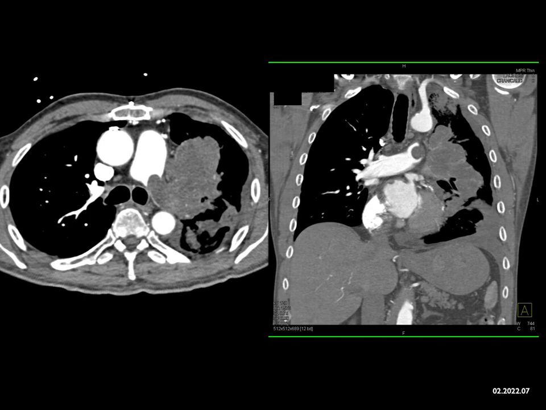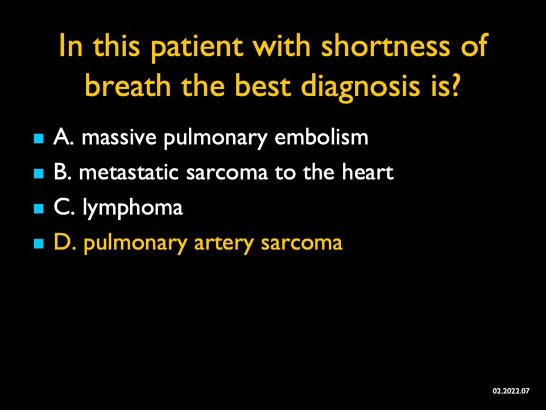But when you see a large mass filling in the pulmonary artery, and especially if it has a large exophytic component, you have to be thinking about pulmonary artery sarcoma. It's an unusual diagnosis, but an important diagnosis, often confused with PE, particularly when there's no large extraluminal component, but it's a PE that gets treated but doesn't get better. So you have to know a little bit about pulmonary artery sarcomas.